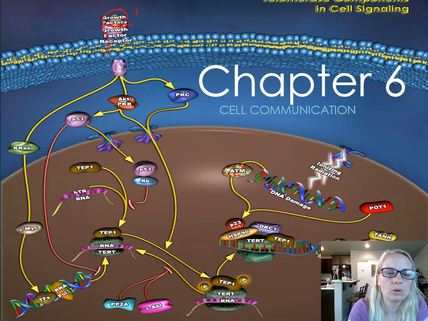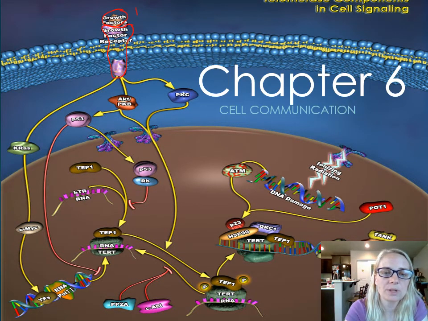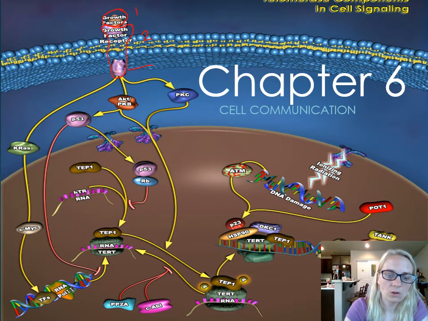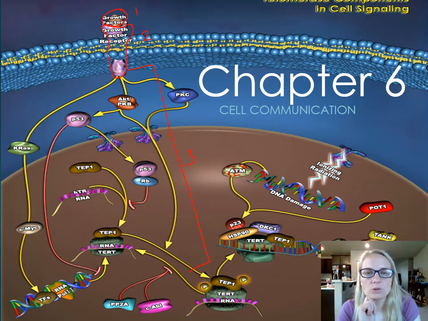Here we are back to our original picture. Let's see if we can track where we've been. Our growth factor blob here was step one, cell signaling, sending the signal. Our purple receptor embedded in the plasma membrane was step two, signal reception. All of these arrows are step three, our transduction pathway.